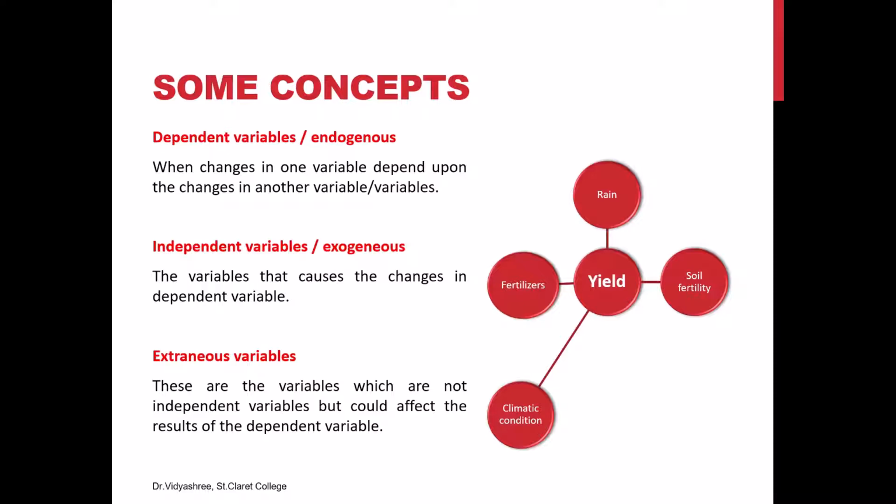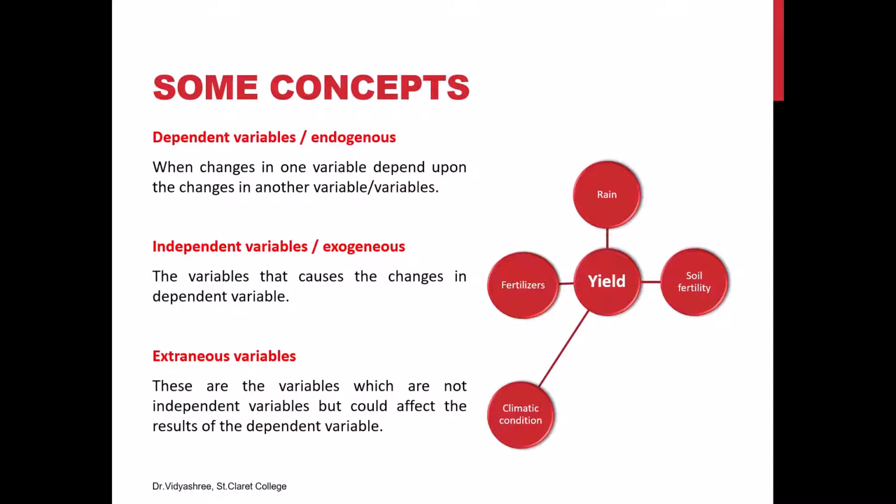So let's understand about the independent variable. Here also the name itself says that the variables are independent of the changes in the other variable. In other words, we can say it in a reverse manner. That is, the variable that causes the change in the dependent variable is known as independent variable. That's also known as exogenous variable.